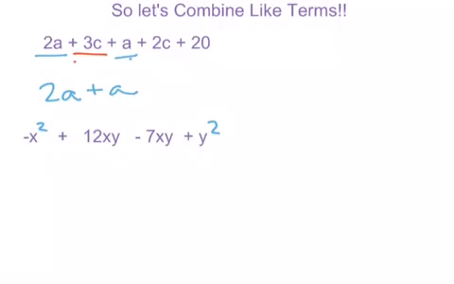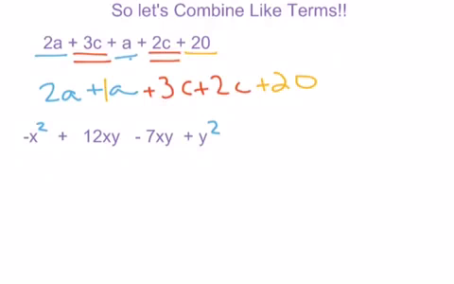Then we have 3c, which will get 2 lines, and 2c will get 2 lines. They are like terms because they both have a variable of c raised to the power of 1. 3c plus 2c. Then our final one is 20. That doesn't combine with anything. So let's combine like terms. Remember, when there's no number in front of the variable, it's an implied 1. So that's going to be 3a plus 5c. Then 20. These are all unlike terms, so we cannot combine them by adding or subtracting. So our final answer is 3a plus 5c plus 20.